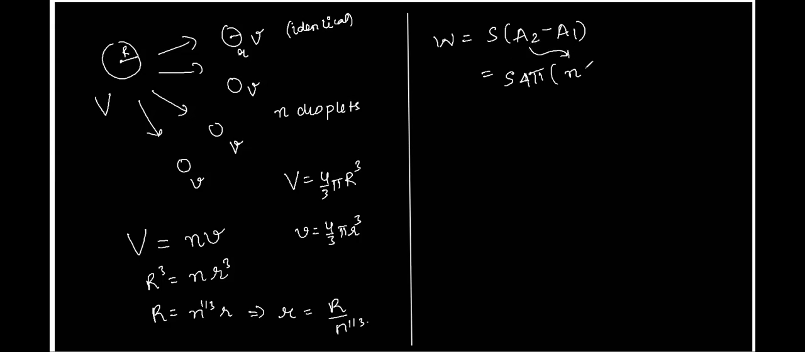So here we are taking the total surface area. Let's say each droplet has a surface area A. So I can take it as n times A, minus the surface area of the larger drop, right? So we'll have S into 4 pi. What's the surface area of each droplet? 4 pi small r square, correct? So we can write that over here.